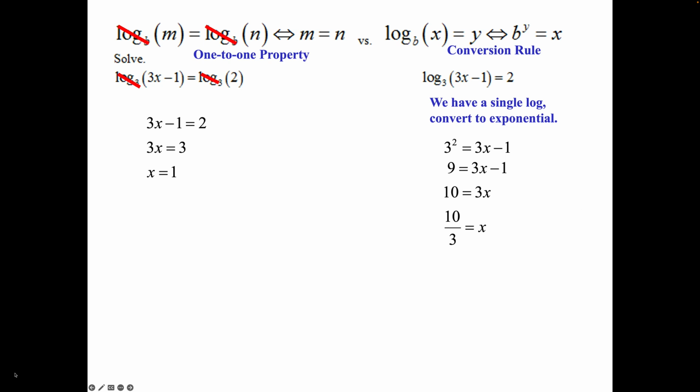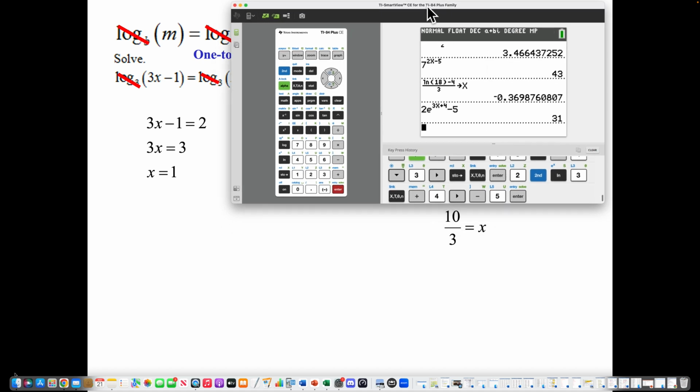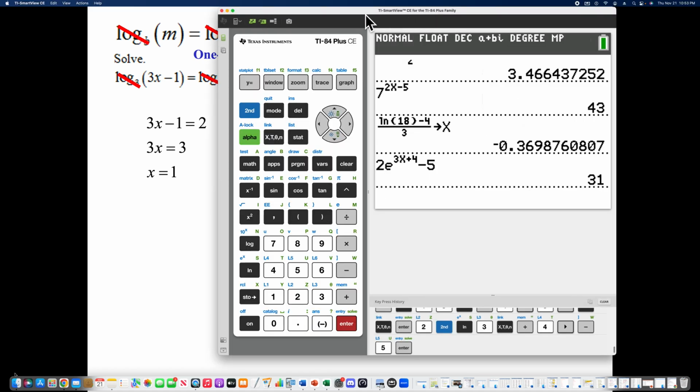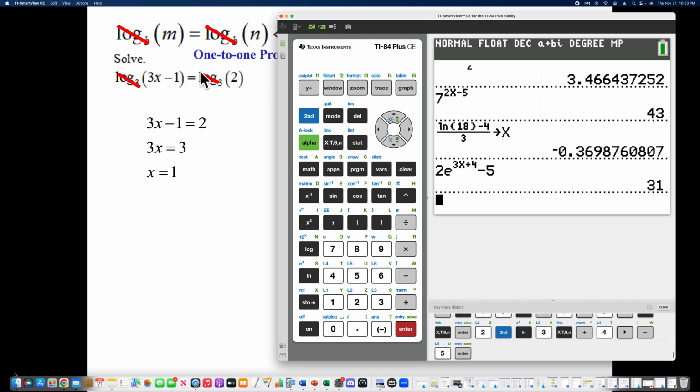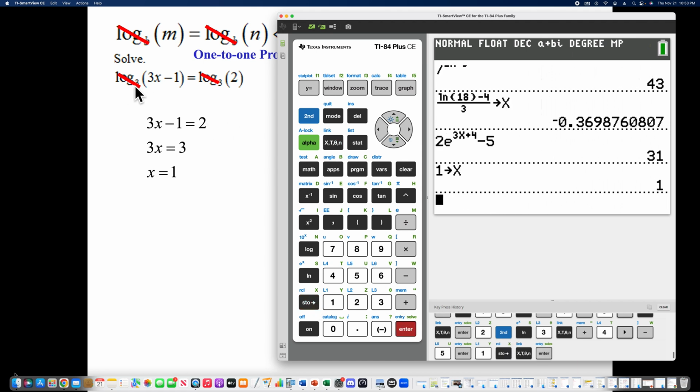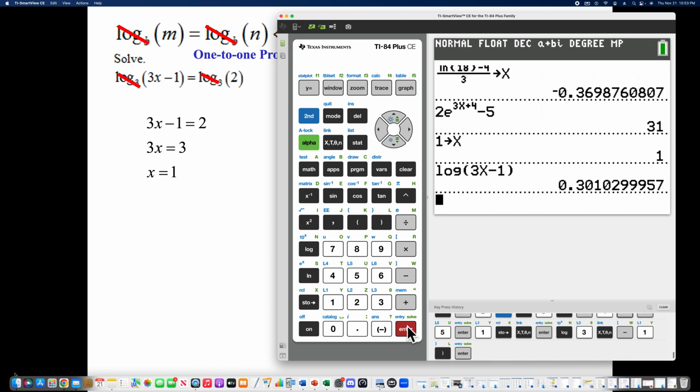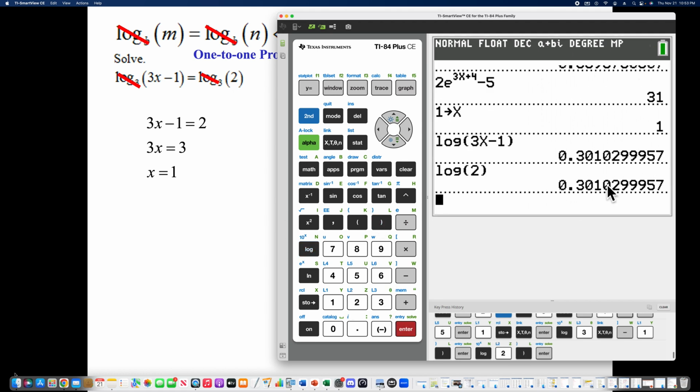Now, something interesting to show you where you have the one-to-one log property here. Because the log base is canceled out, when I take my 1 and I store it for x, I type in the left side, and you can use any log. So I'm just going to hit the log button. 3x minus 1. Close them up, hit enter. Then use the same common log, put in the 2. Enter. Notice the two decimals are the same.